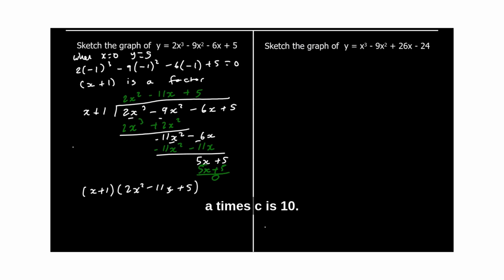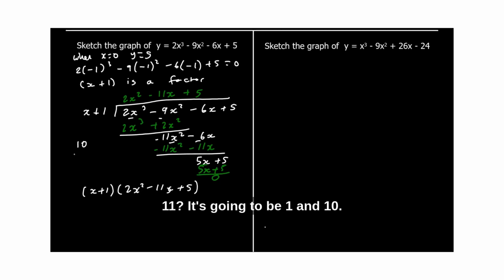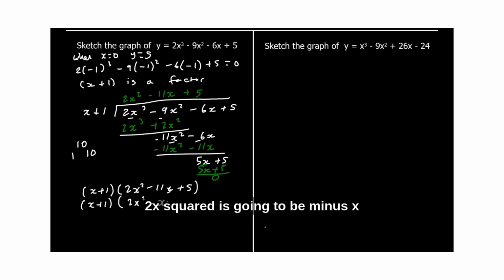A times c is 10. What multiplies to make 10 and adds to make negative 11? It's going to be 1 and 10. So 2x squared, it's going to be minus x minus another 10x.